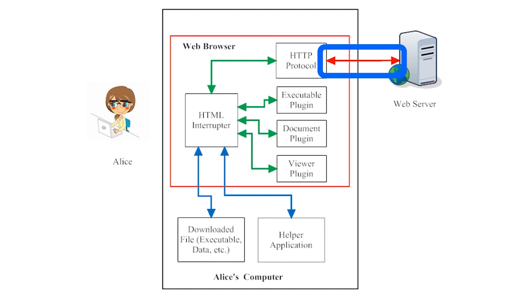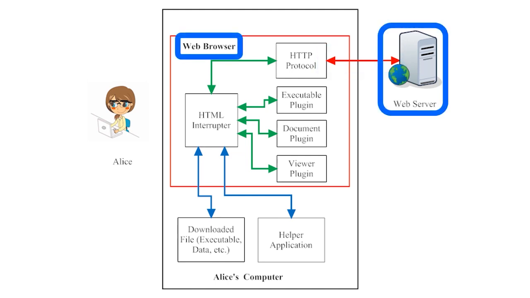Now, you may remember that when computers communicate, they can only understand each other if they stick to a strict set of communications rules, and these rules are called a protocol. The web browser on Alice's computer and the web server are using a protocol called Hypertext Transfer Protocol, or HTTP. Web browsers and web servers almost always use HTTP to communicate with each other.